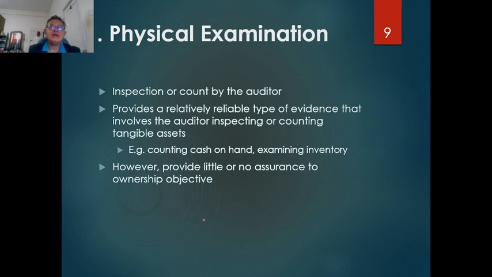Okay, let us see the physical examination. As I said just now, physical examination is a process of inspection or count by the auditors. It provides a reliable type of evidence that involves the auditors inspecting and counting tangible assets themselves. For example, if the auditor himself counts the cash in hand, that particular physical examination can be used as evidence. Also, if the auditor himself examines the inventory, it can also be used as audit evidence. However, it provides little or no assurance on the ownership objective.